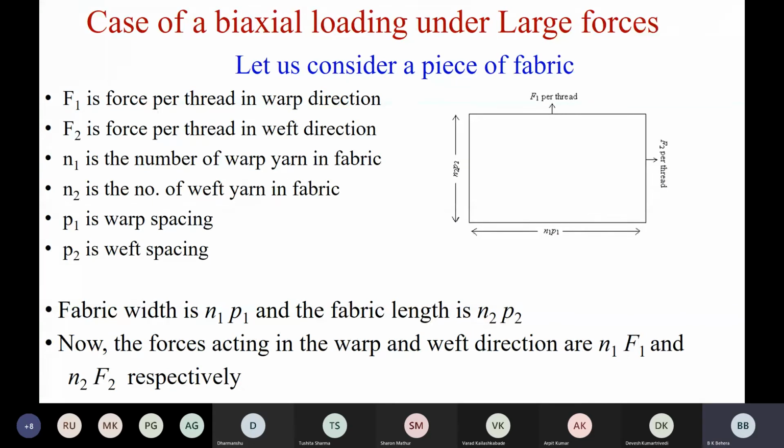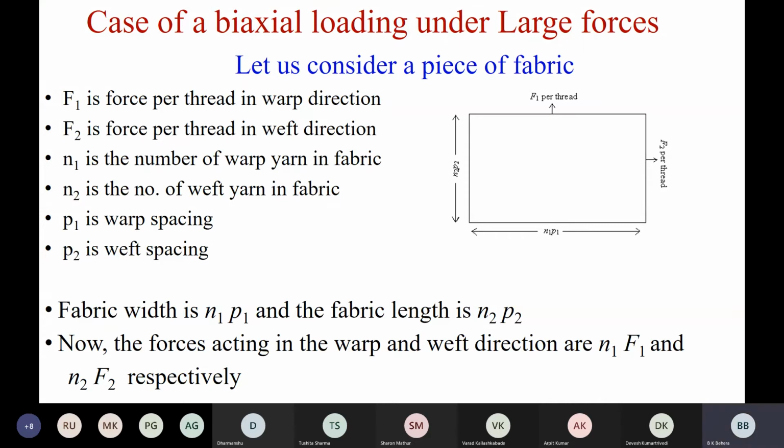Let us consider a piece of fabric as you see here in this diagram. This is a case study of biaxial loading under large force. Force is too large. I will explain why we are taking too large force. So let F1 be force per thread in warp direction, F2 is force per thread in weft direction. This fabric is loaded bidirectionally, meaning there is a load in warp direction, there is a load in weft direction also. We call it biaxial loading.